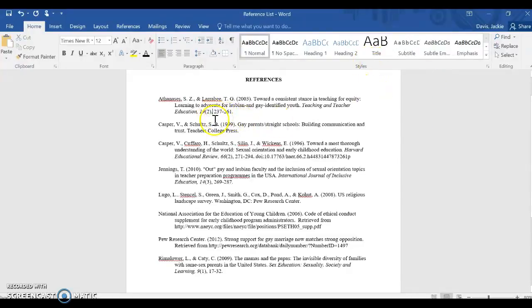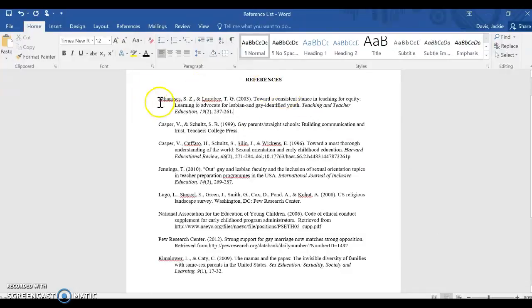I'm sorry, let me go back. After the journal name, you're going to put a comma, then the volume and the edition followed by a comma, and then the range of page numbers. And then you're going to end the reference with a period.